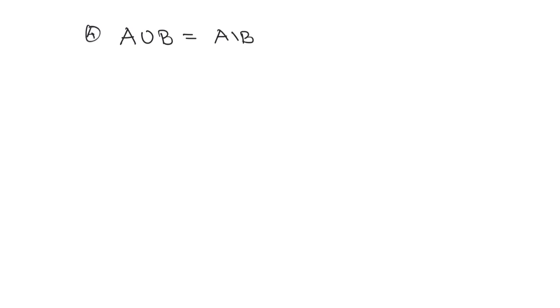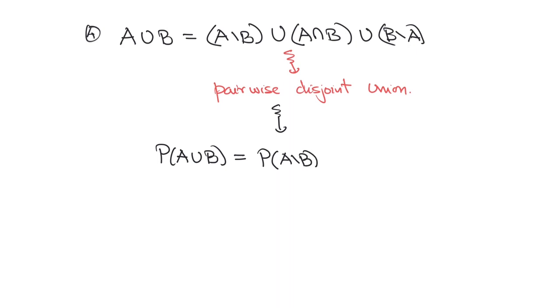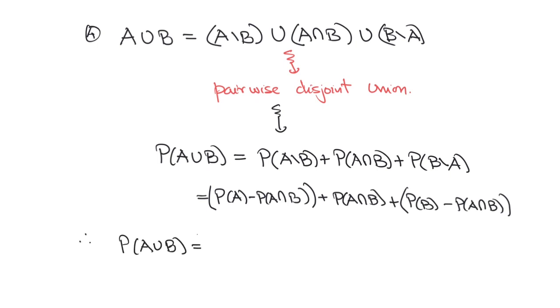Now we note that the set A union B can be decomposed into A minus B, A intersect B, and B minus A. All of these are pairwise disjoint sets. And using the third axiom for probability, we have that the probability of A union B equals P of A minus B plus P of A intersect B plus P of B minus A. We follow through with this calculation to arrive at the formula for the probability of A union B, which equals P of A plus P of B minus P of A intersect B.